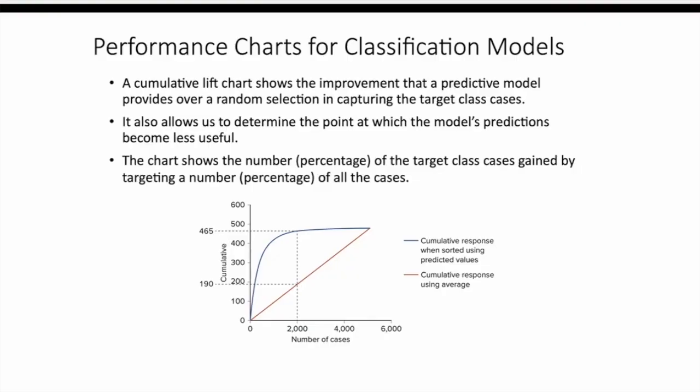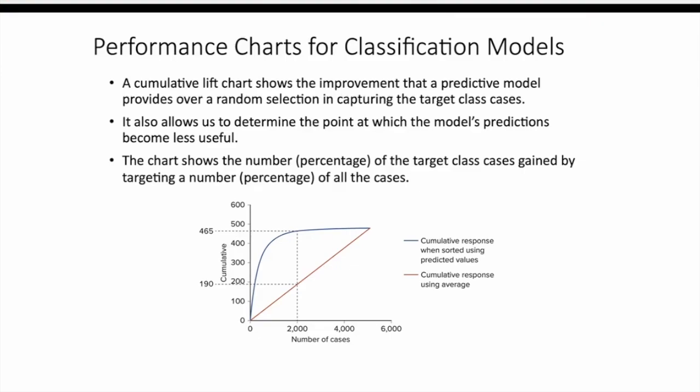For instance, if you select the top 2,000 observations with the highest predicted probability of belonging to class 1, you will capture, and this is important, 465 out of the total, which is, we said, 475 class 1 cases. So if you select the top 2,000 observations with the highest predicted probability of belonging to class 1, you will capture 465 out of the 475 class 1 cases.